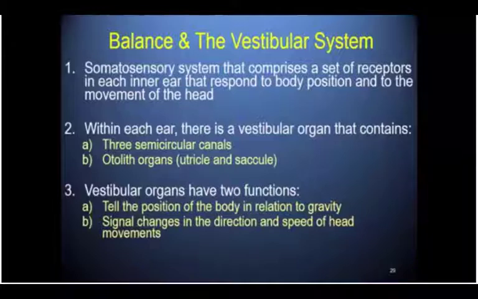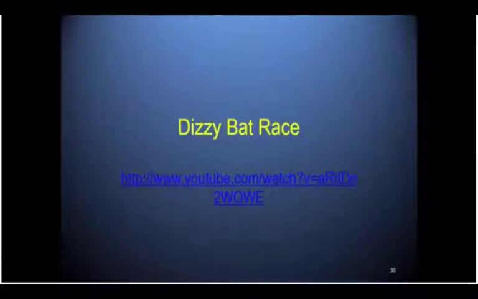It involves the three semicircular canals, which are in the cochlea, and it involves specific organs called the otolith, which has the utricle and the saccule. Go watch this race if you've ever been to a minor league baseball game. I don't know if they do it at major leagues because I haven't been to one in a long time, but they have people spin around a bat, right? That's what this is a video of.